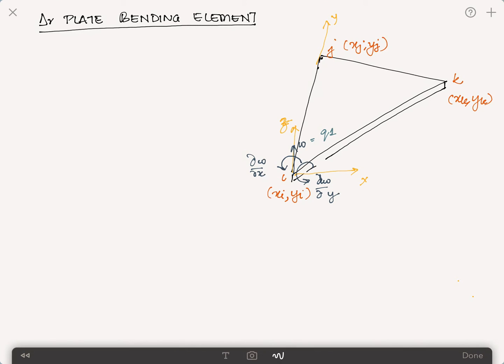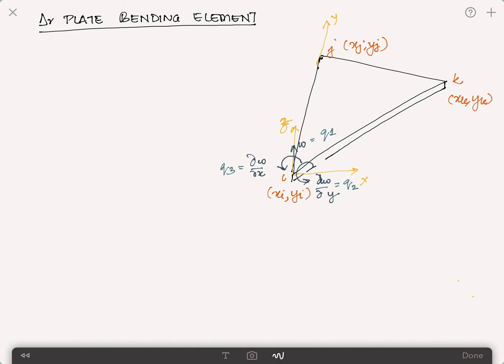∂w/∂y, which is about x, is going to be called Q2, and ∂w/∂x, which is about the axis y, is going to be called Q3. Okay, so these are the terms I'm going to use. So I have Q1, Q2, Q3.